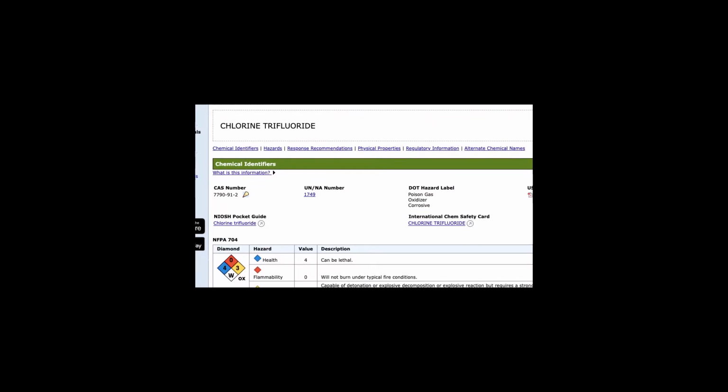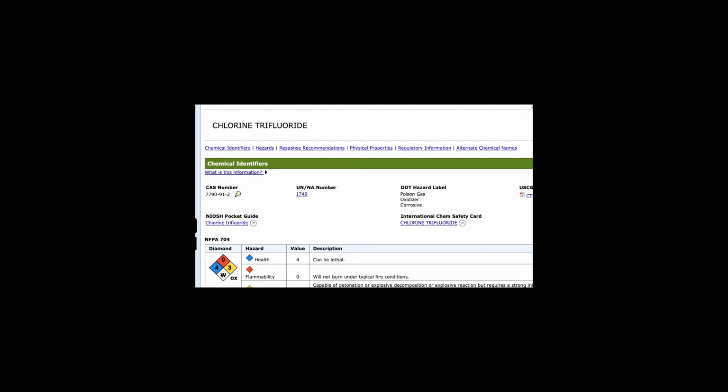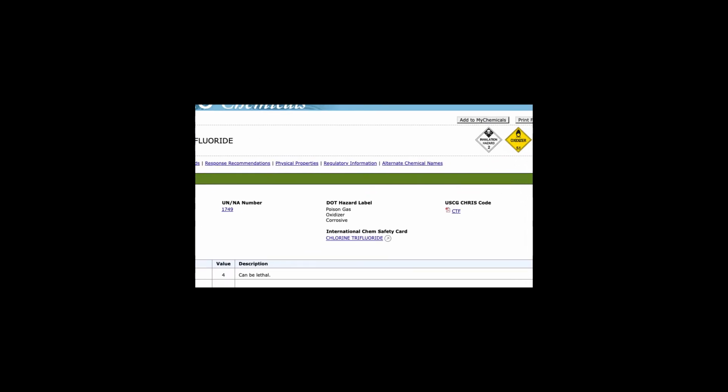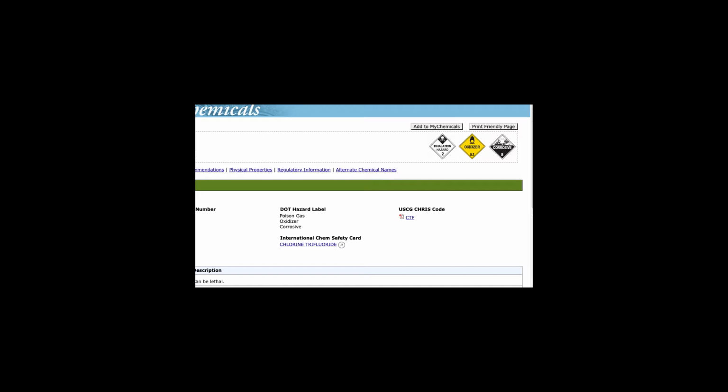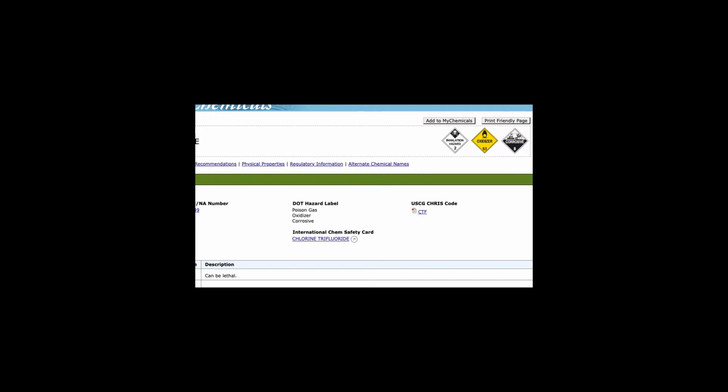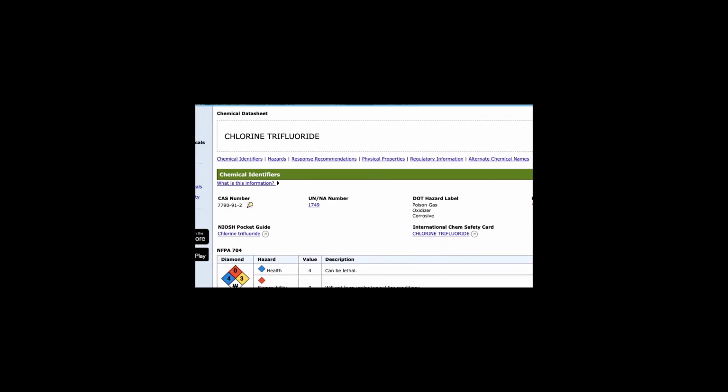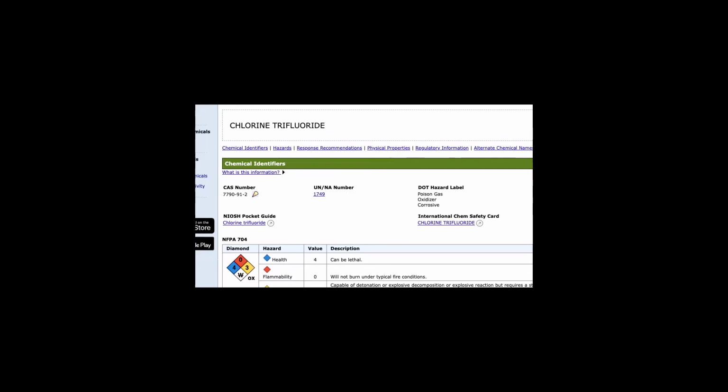Okay, so my first stop is Cameo, chlorine trifluoride, and there's the placards that go along with it. Inhalation hazard, oxidizer, and a corrosive. And you can see that it tells you what DOT hazard labels you need. On the back of the vehicle, you only need the first one, and that's why inhalation hazard's there. Oxidizer and corrosive wouldn't be on the back of the vehicle, even though they are other important health hazards.